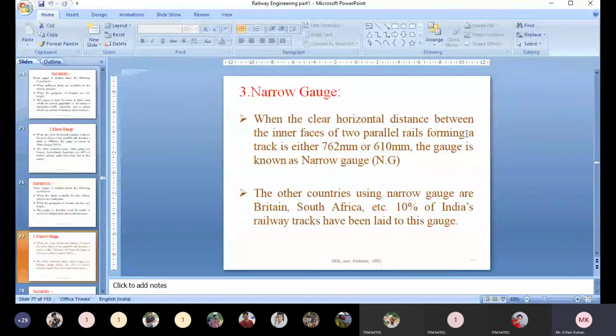And the other countries which use narrow gauge are Britain, South Africa, etc. And only 10% of Indian railway tracks have been laid with narrow gauge.